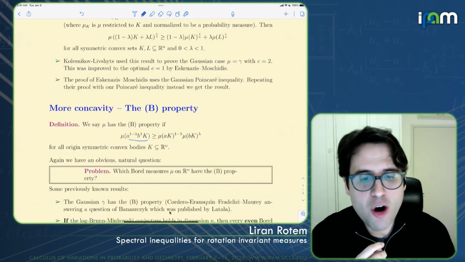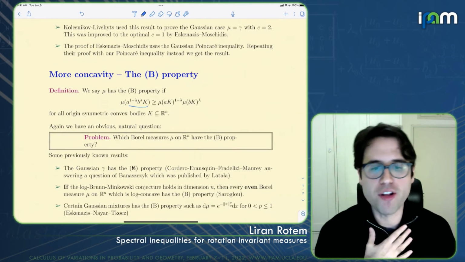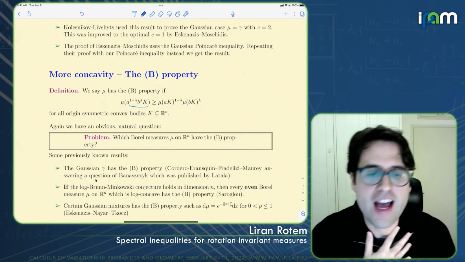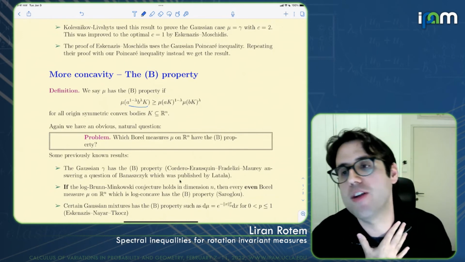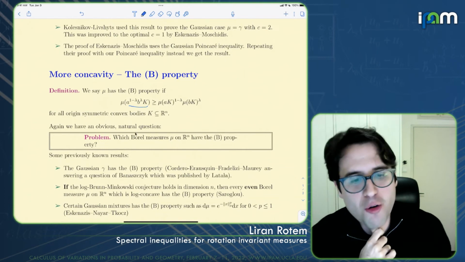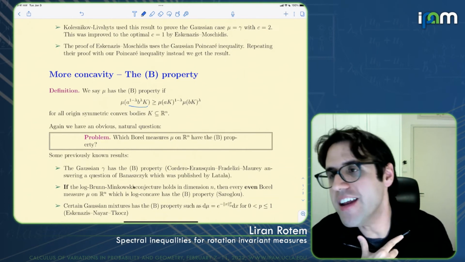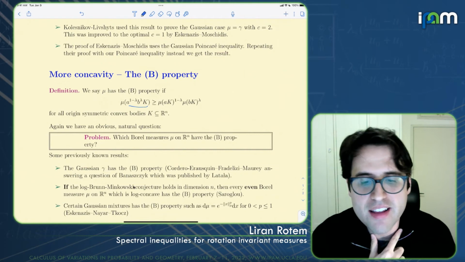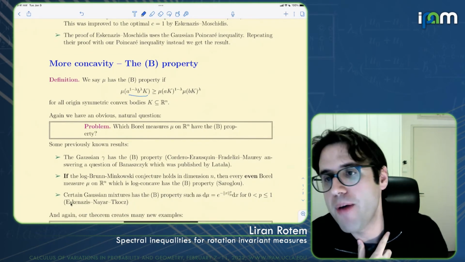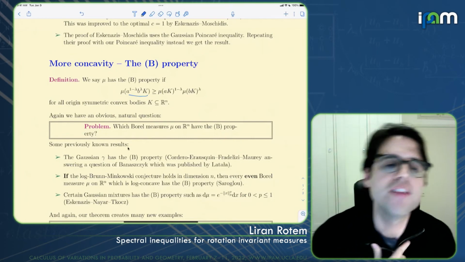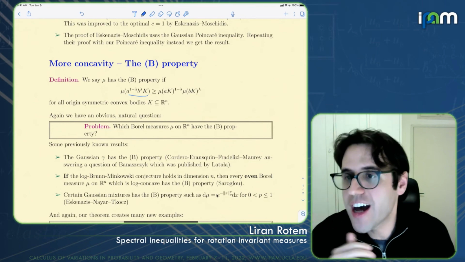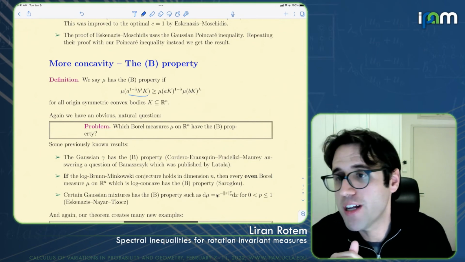And again, what is known? So this holds for the Gaussian. This was Cordero-Erausquin, Fradelizi, and Maurey, answering a question of Banaszczyk that was published by Rafał Latała. Again, if you knew log Brunn-Minkowski, you could do some things. And in this case, there is one more example. There's a very nice paper of Eskenazis, Nayar, and Tkocz that uses this result for the Gaussian to prove the result for certain Gaussian mixtures, which I don't want to explain.